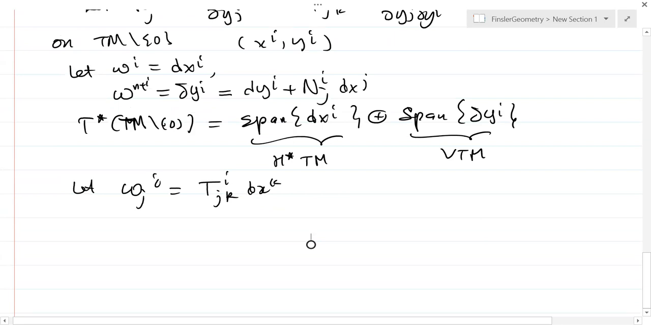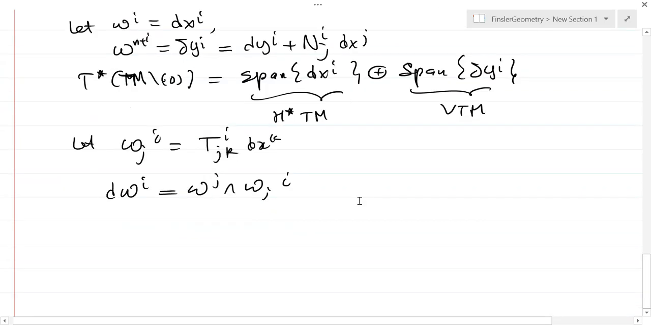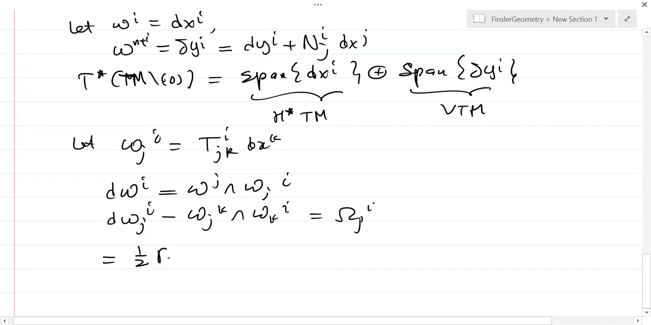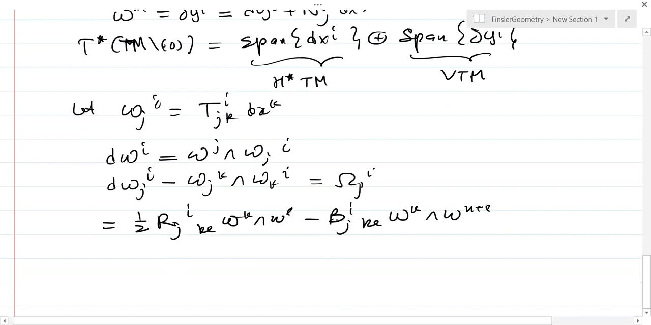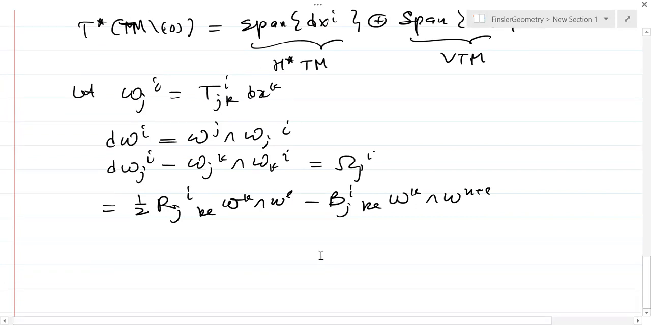Then the next part is very natural. First of all, you have d omega^i equals omega^j wedge omega^i_j, sounds familiar, right? Now, the next one is we put this. This is called a curvature form, remember? But this curvature form has a natural decomposition. The first part is this, and the second part is an additional part. If the metric is Riemannian, the second part is zero. So we denote it by B because we are trying to give credit to Berwald, and the first part we denote by R because we want to give credit to Riemann. So this is the Riemann one, and this is the Berwald one.